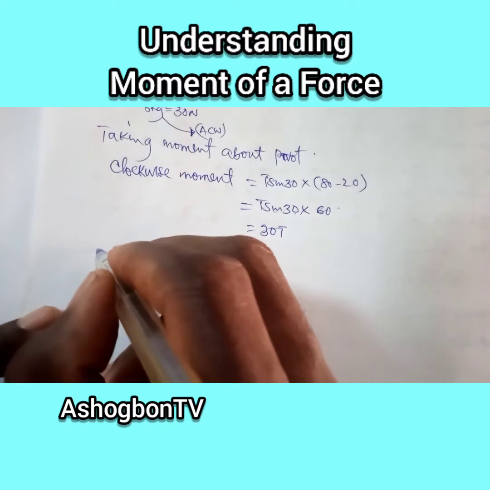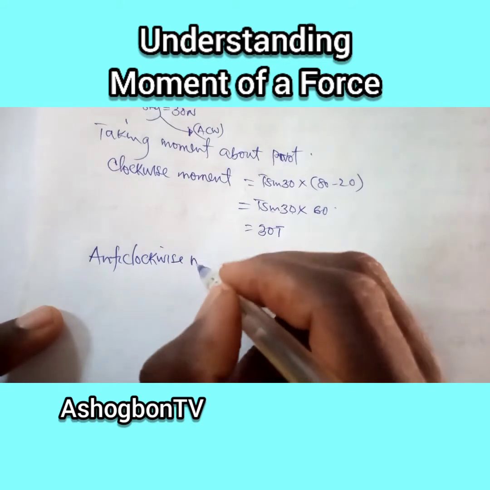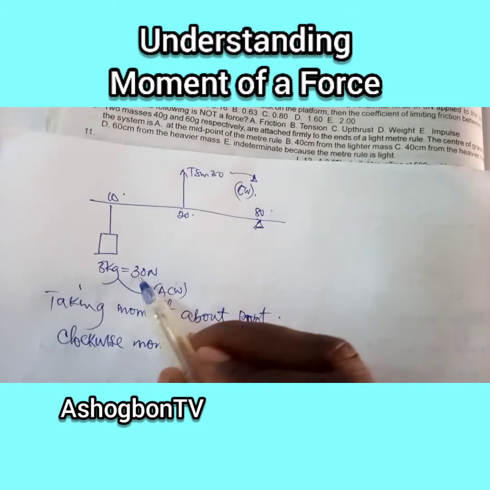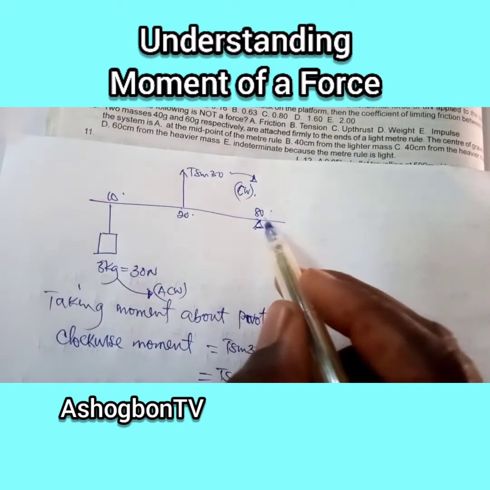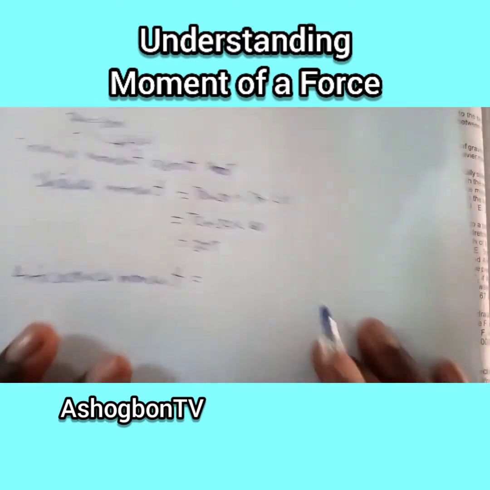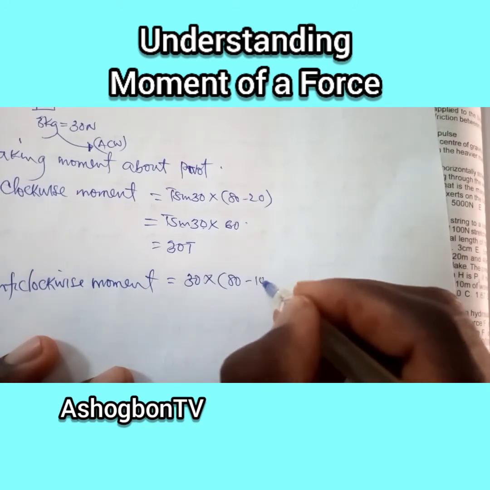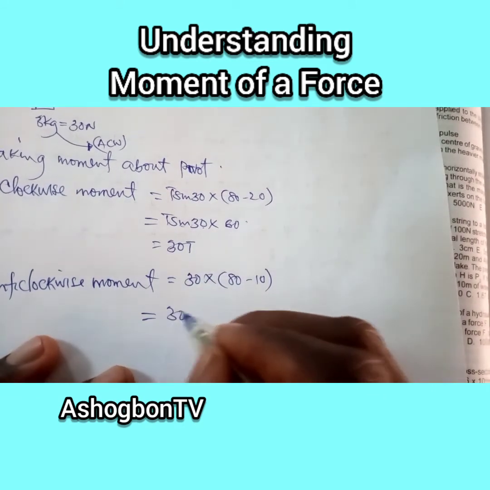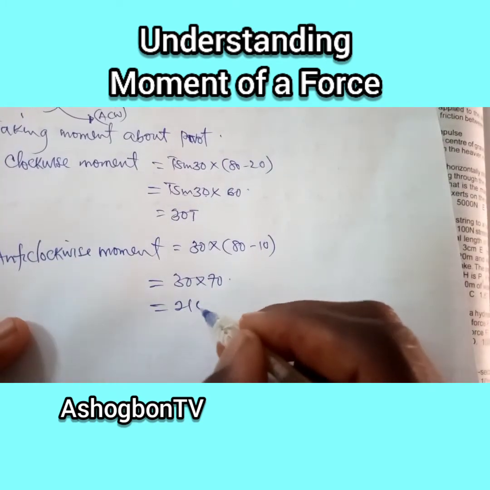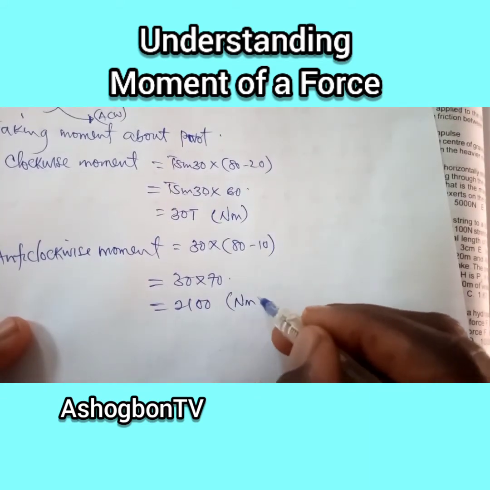So can we calculate for the anti-clockwise moment? Our anti-clockwise moment will be 30 Newton multiplied by the difference between the point where you are taking moment from, and that is 80 minus 10. So here we have 30 times 80 minus 10. What will this be? That is going to be 70. If you do that very well, that should give you 2,100. The unit here will be Newton meters. The unit here will also be Newton meters.